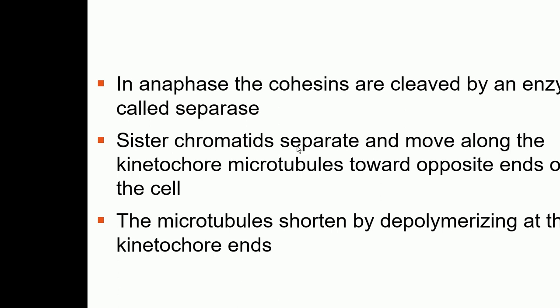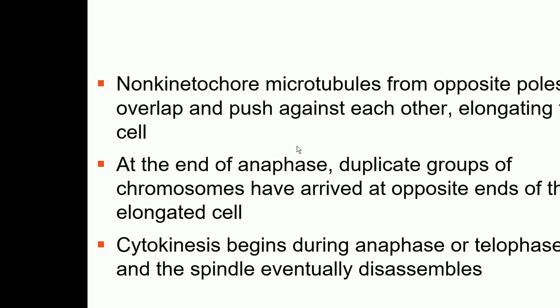An important thing to understand here is basically, as we just talked about, the kinetochore microtubules attach to the kinetochores. Kinetochores are the protein complexes associated with the centromeres, and non-kinetochore microtubules from opposite poles overlap and push against each other, elongating the cell.